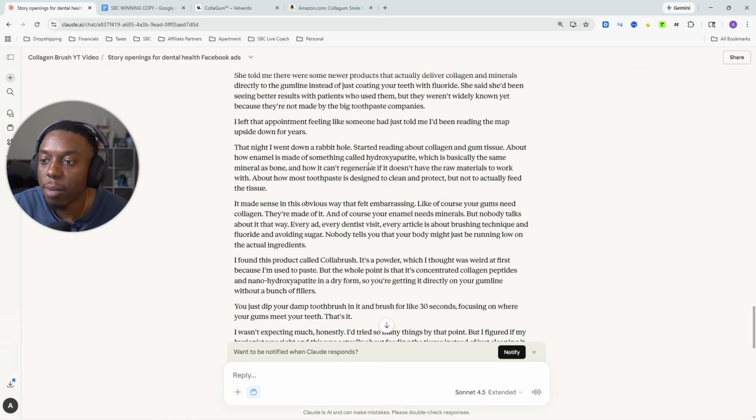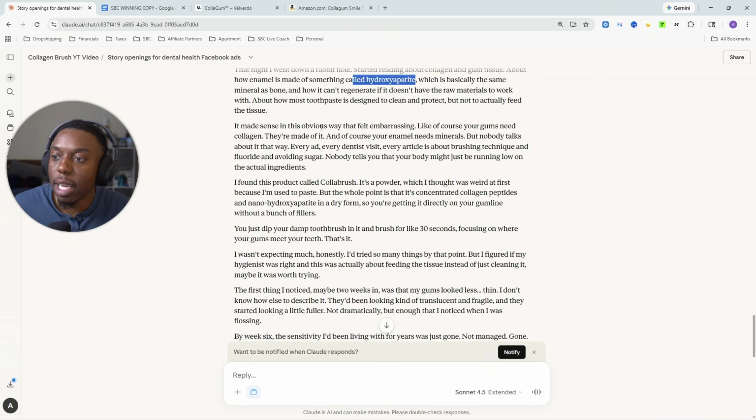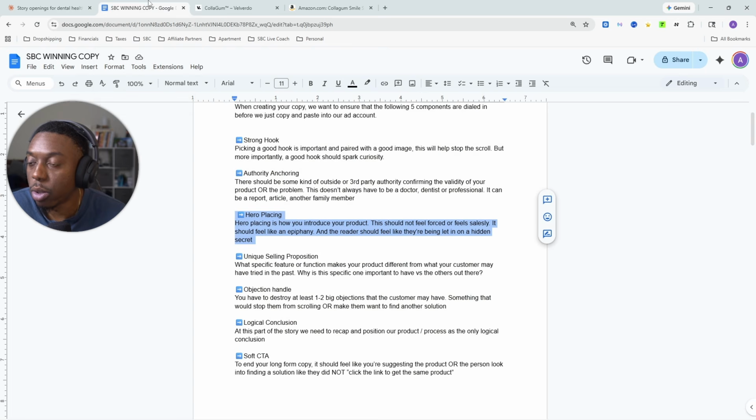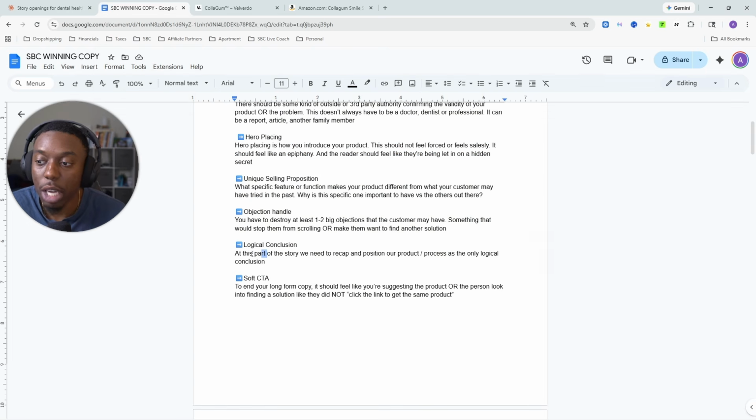So the night I went down a rabbit hole, started reading about collagen, gum tissue, about enamel, how enamel is made of something called hydroxyapatite, right? These are all things that are true, which is basically the same mineral as bone, and how it can't regenerate if it doesn't have the raw materials to work with. And about how most toothpaste is designed to clean and protect, but not to actually feed the tissue. It made sense in this obvious way that felt embarrassing. Now, something else that's also happening is we're actually setting up for a logical conclusion, right? So we're giving information that's factual and that is true to make this a logical decision.